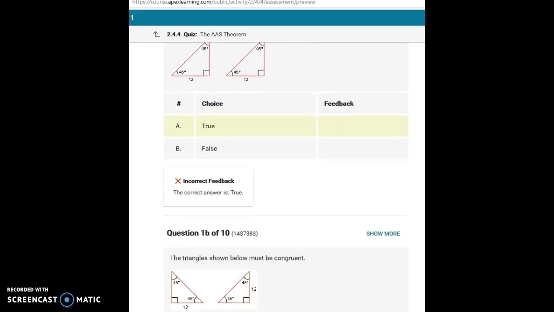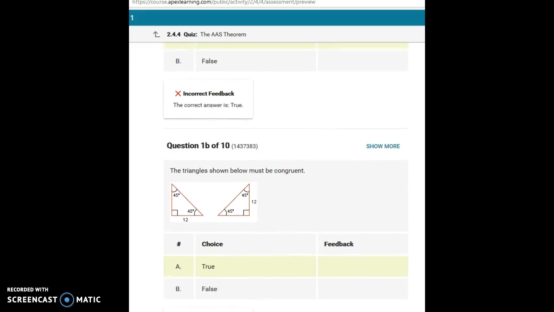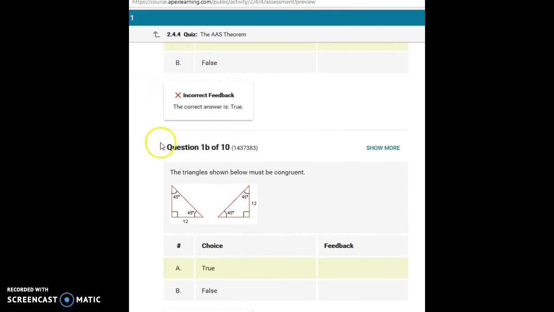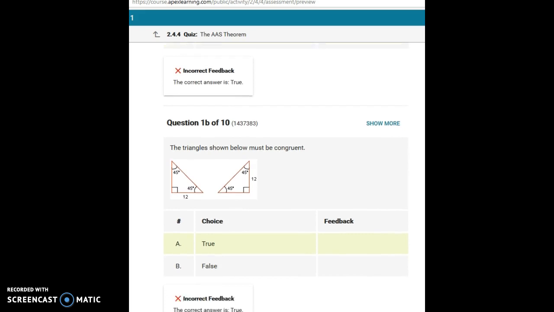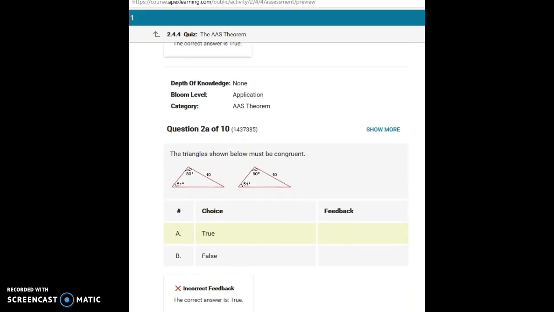Angle, angle, side. Same thing with this one. Triangle must be congruent. Angle, angle down here, then angle up here, then side. It has to stay in that order. So yes, the triangle is exactly the same, which means it's congruent. All right, let's go to the next problem.